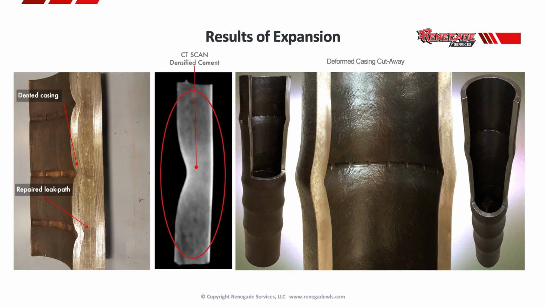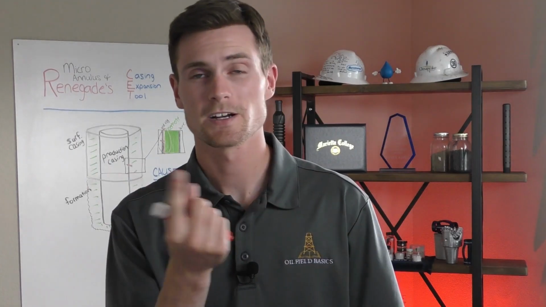Now the result of the crimping is pretty cool, as you can see in this video. And also note that it is a 360 degree crimp. So you don't have to worry about, like if you're doing a squeeze job, worrying about where exactly that cement's going to go and if it's going to plug the microannulus or not. This is literally creating a 360 degree crimp.